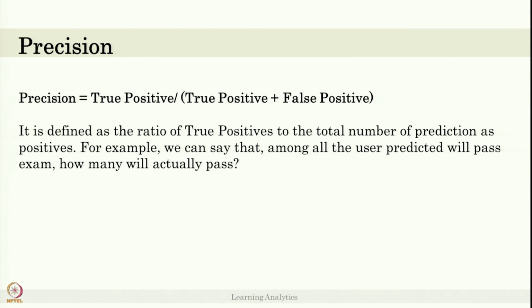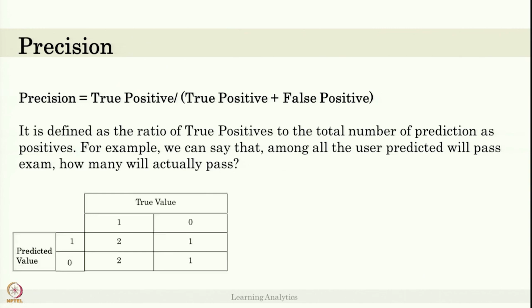By using that table we can compute the precision, recall and accuracy. Precision is true positive divided by true positive plus false positive. For example, among all users predicted to pass the exam, how many will actually pass. Let us see that in the example we have, with true positives and false positives. Among the users you said will pass, how many actually pass? You said 3 students will pass the exam, but actually only 2 will pass. That is precision.